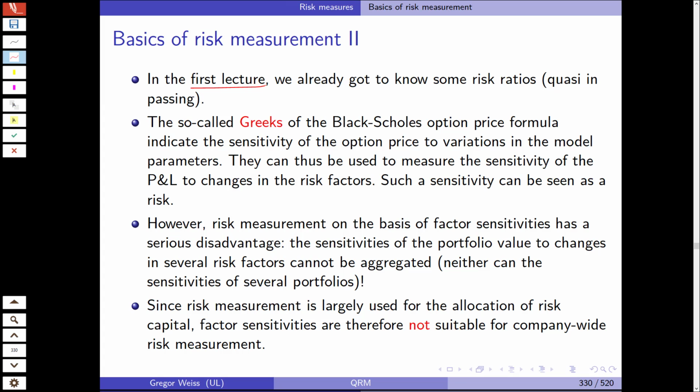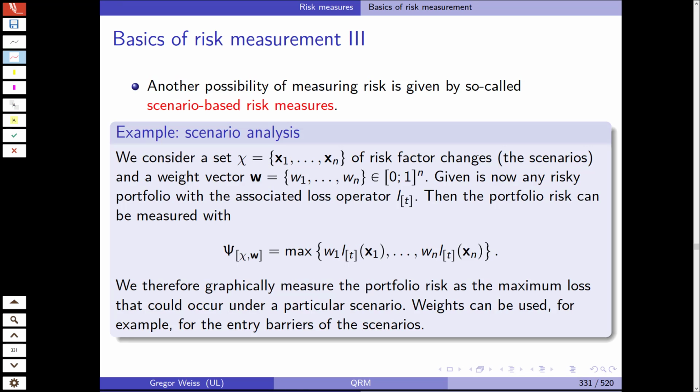Problem is, risk measurement on the basis of factor sensitivities has some serious disadvantages. For example, the sensitivities cannot be aggregated. You cannot combine a sensitivity of, say, the option price with respect to time and the sensitivity with respect to the underlying price. It doesn't make any economic sense to combine these two. But since risk measurement is largely about combining risk measures, it's about allocating risk capital, it's about diversification effects and measuring diversification and maybe even cluster risk effects, sensitivities don't really play into that.